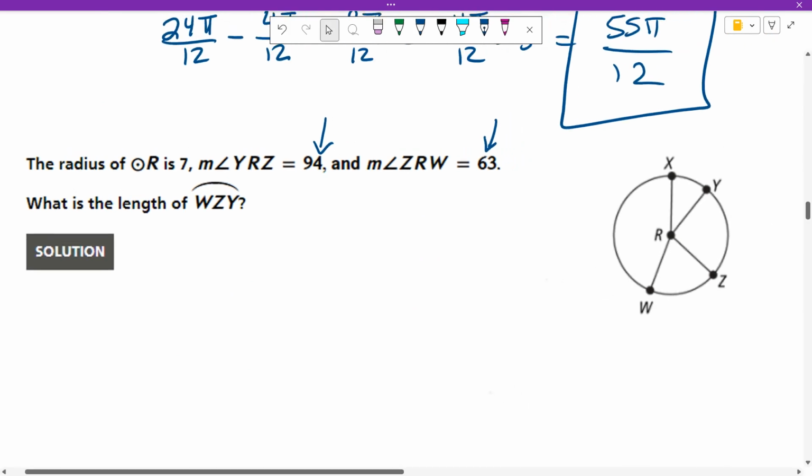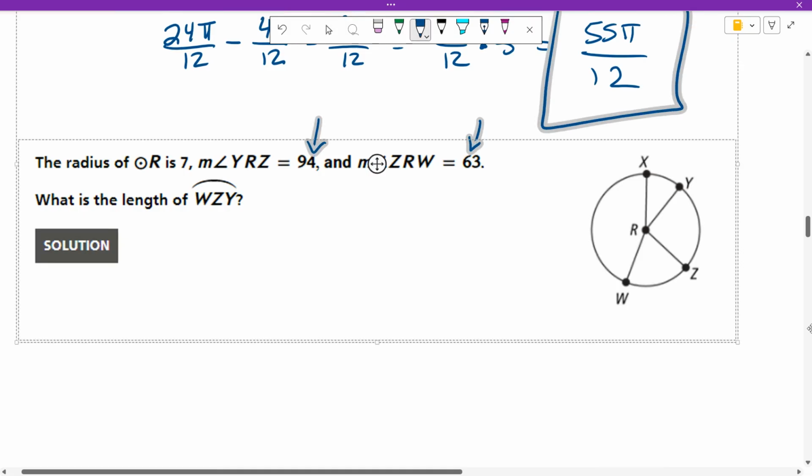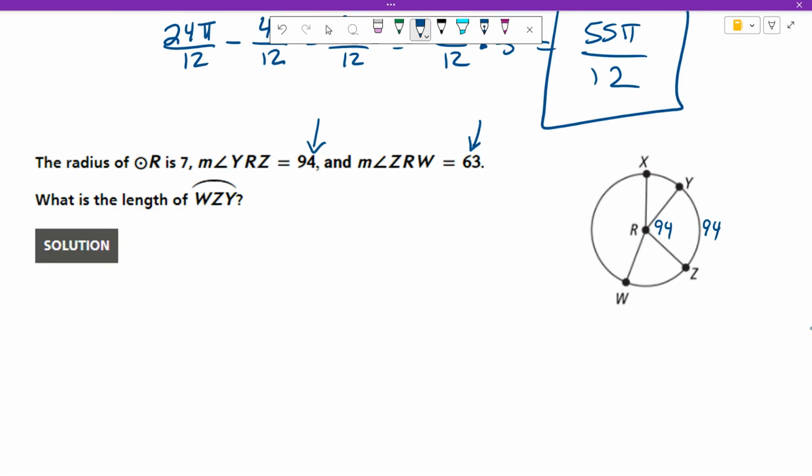Okay? The radius r is 7. YRZ is 94. So that means this is 94 out here. ZRW is 63. So then it's 63 out here. What is the length of WZY? We'll find the arc length of that. We add up these two angles. 63 and 94 add up to what?